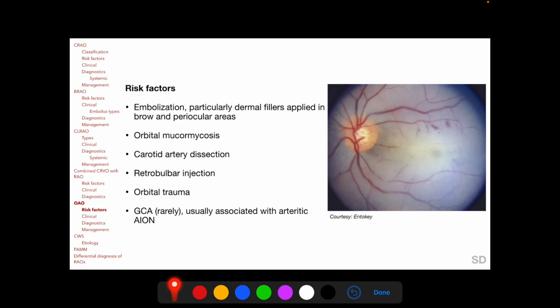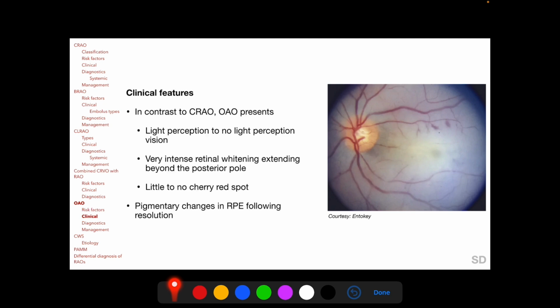Giant cell arteritis is a rare cause of ophthalmic artery occlusion, but then ophthalmic artery occlusion is associated with arteritic anterior ischemic optic neuropathy. In contrast to central retinal artery occlusion, ophthalmic artery occlusion presents with light perception to no light perception vision, very intense retinal whitening extending beyond the posterior pole as seen here in this clinical photograph, and absence of a prominent cherry spot. And pigmentary changes in the retinal pigment epithelium become evident following resolution of the retinal edema.